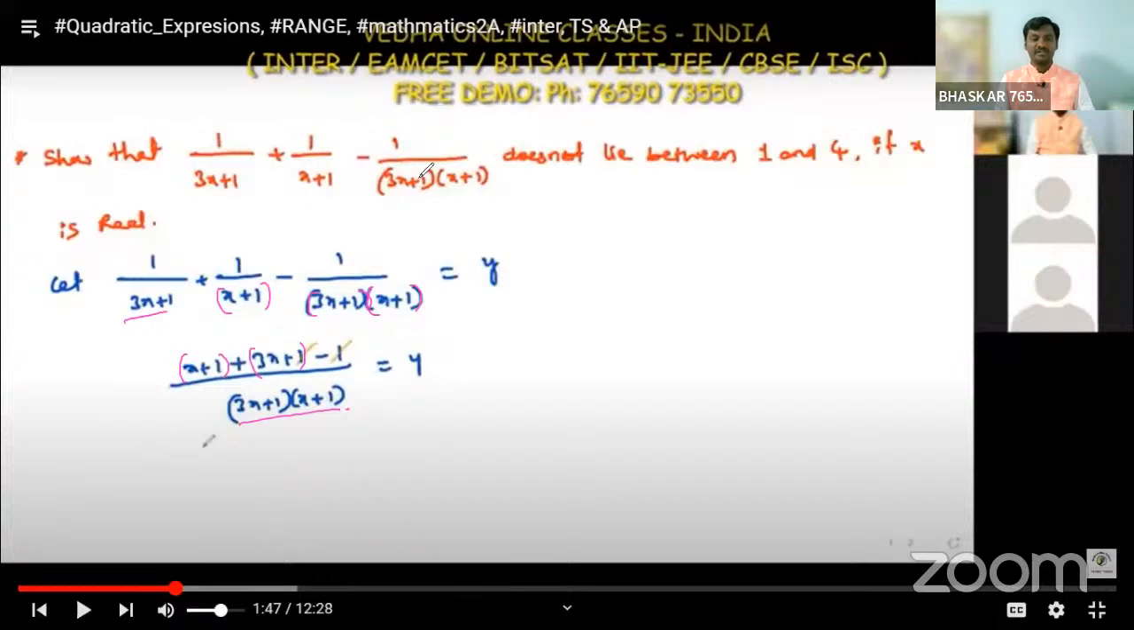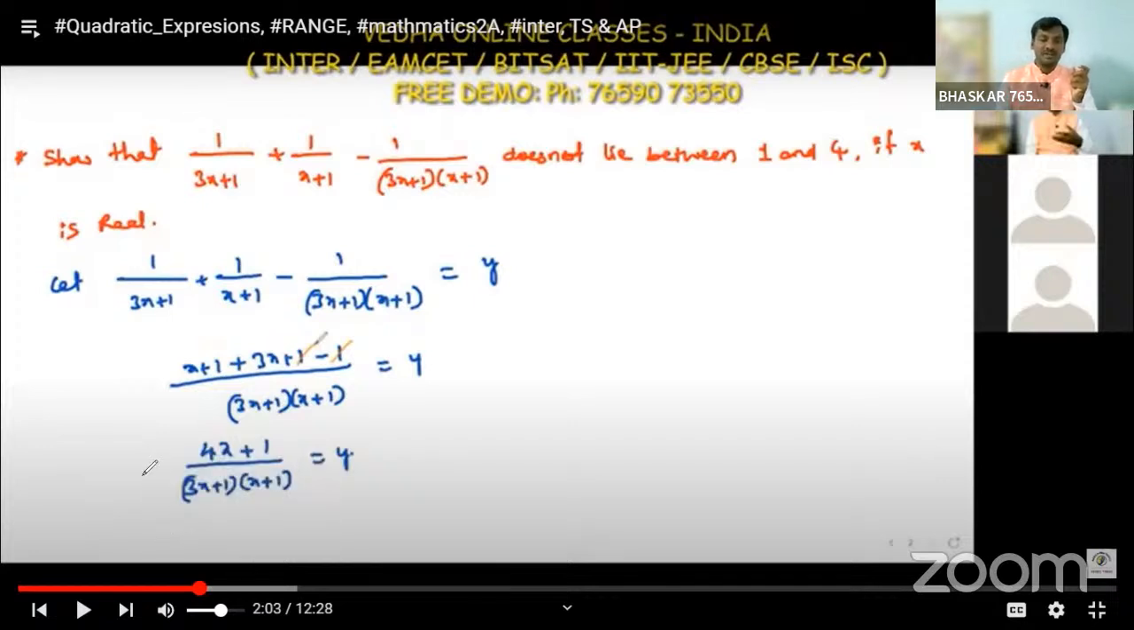Okay, after that we have to take the numerator part, and plus 1 and minus 1 get cancelled. So 3x plus x is 4x plus 1, divided by (3x plus 1) into (x plus 1), is equal to y. Okay, so from here, other questions will start from here.